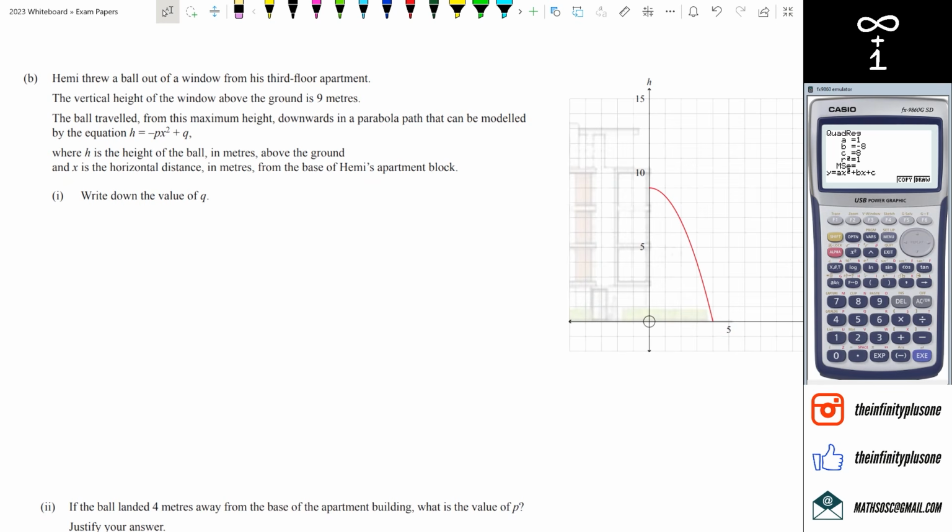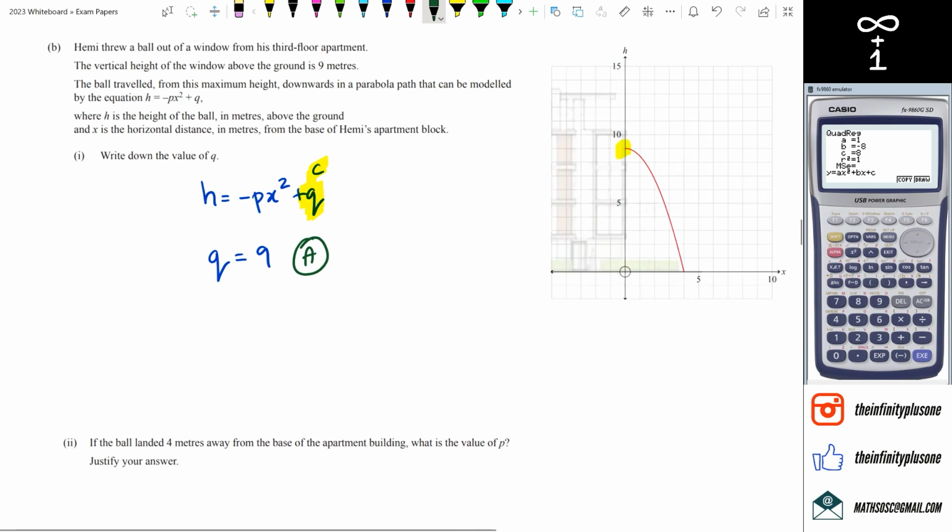Cool, so what we've got here is a parabolic equation, which is: write down the value for q. Now here's the thing, right? This parabola is h = minus px squared plus q. Now that q is the c value. Remember, it's the constant when it's by itself. And if you look at the graph here, you've got a constant there, which is where the graph is actually cutting the y-axis. So here we can straight away say that q is equal to 9. Correct answer. This question is actually worth an achieved.